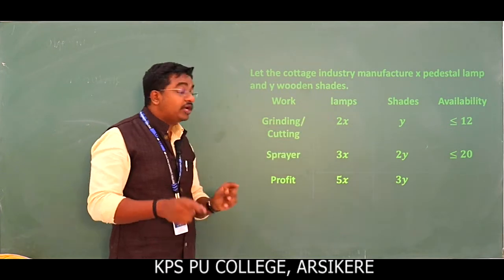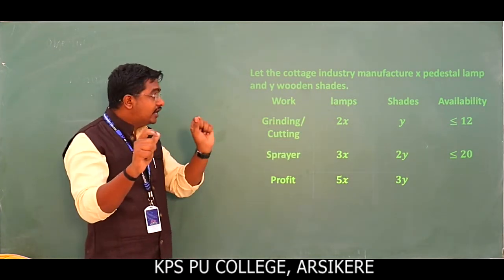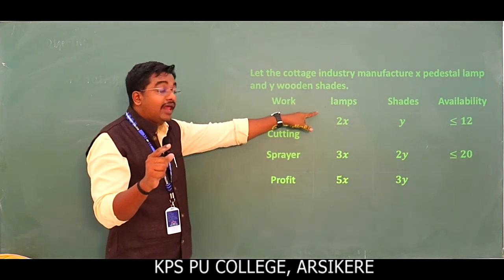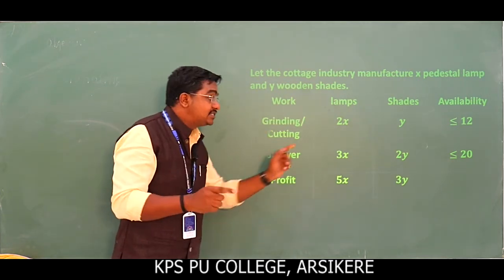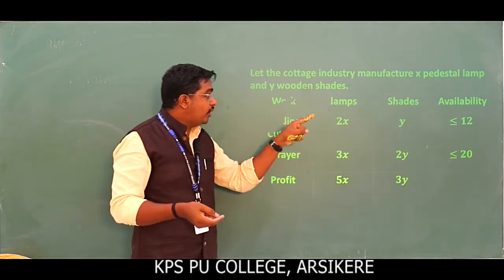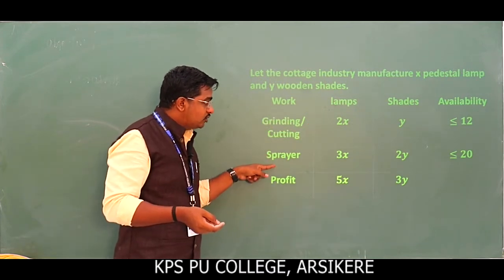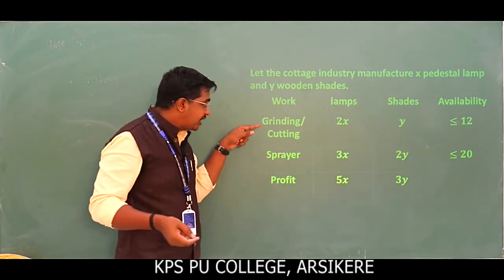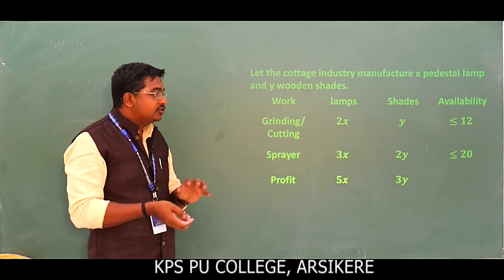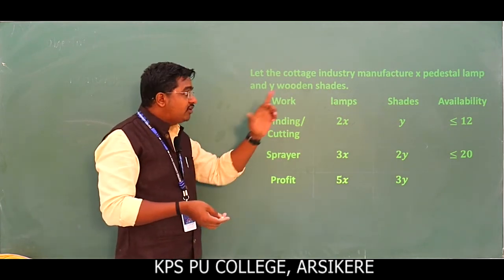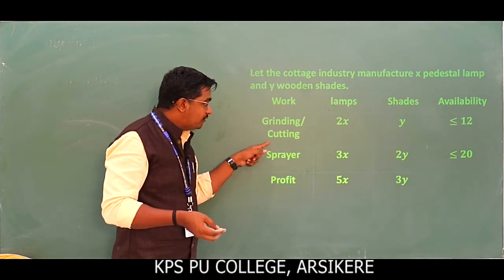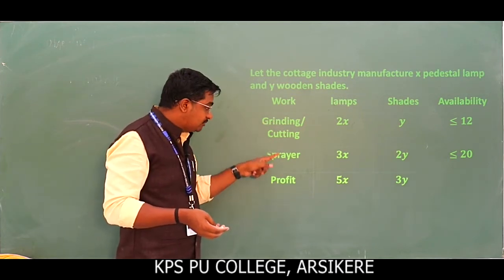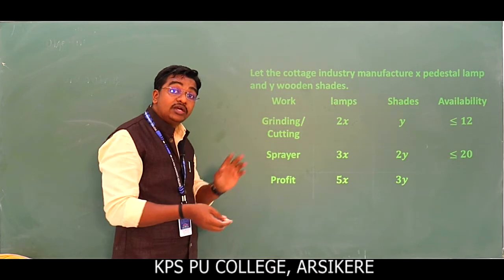So 2 into x becomes the total number of hours required to make lamps. Similarly for the sprayer, 3 into x. For sheds, y for grinding and 2y for the sprayer: 1 hour for grinding and 2 hours for the sprayer. So now convert to mathematical form. Looking at availability, it cannot exceed 12 hours, right? 12 hours for grinding or cutting. Similarly for the sprayer, it cannot exceed 20 hours.